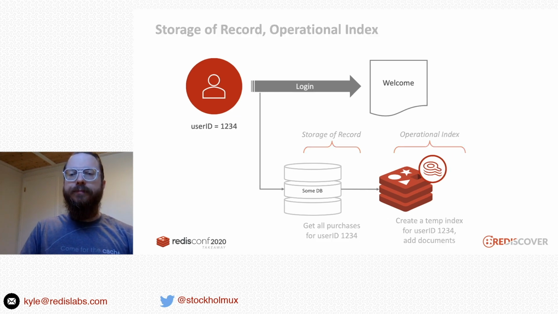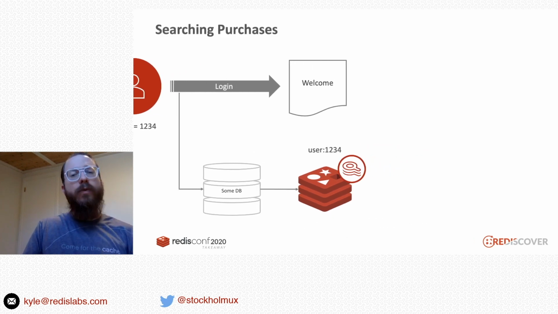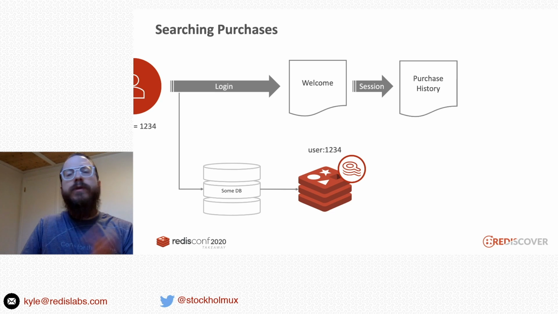At that point, let's say a user actually wants to look at their purchase history, which is going to occur some number of seconds probably after the user logs in. At that point, you can go and reference that purchase history from a Redis search or the operational index as needed, and pull that data immediately.